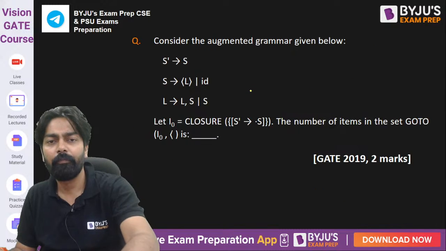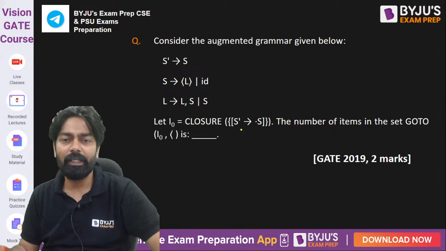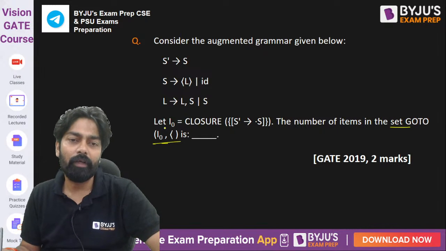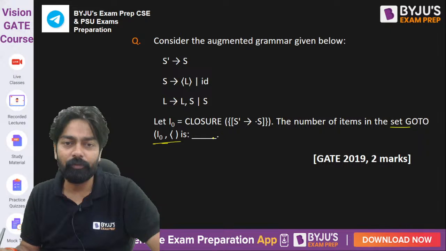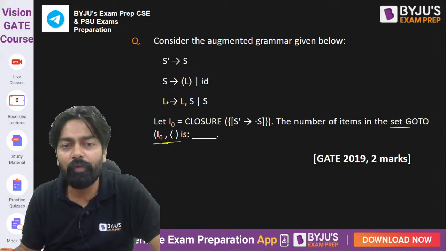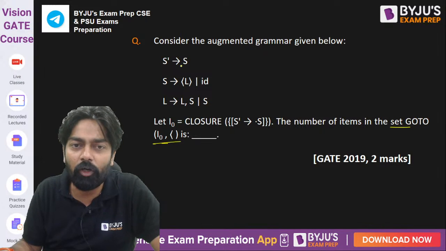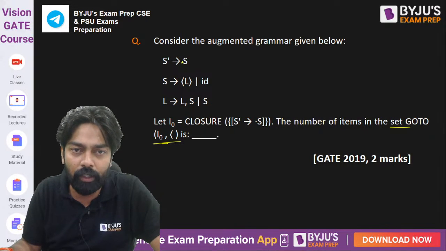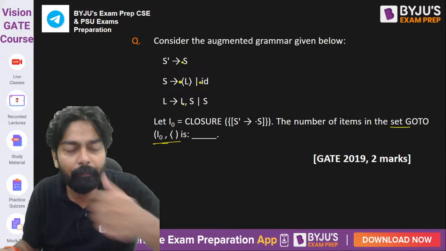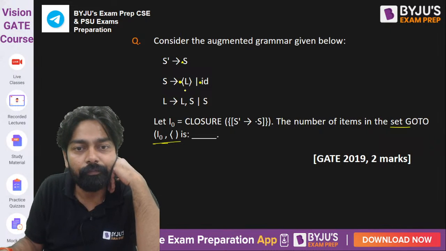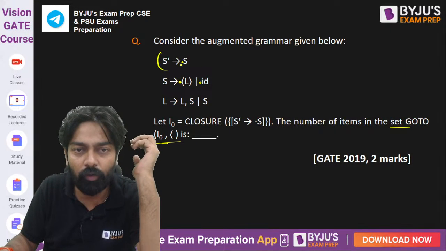Now, in this question they have asked about the closure of this one, the number of items in the set goto I0. They are asking how many items will be there. So you need to find I0. This is the augmented grammar: S dash goes to S. If you find the closure, S dash goes to dot S. Due to this S, the S productions will be added, S goes to dot L, and S goes to dot ID. Let me write the augmented grammar given below and find the closure.